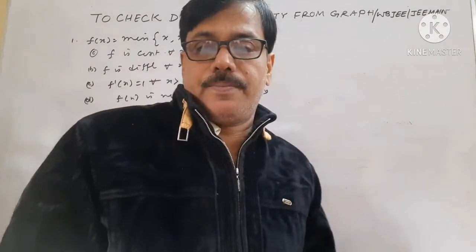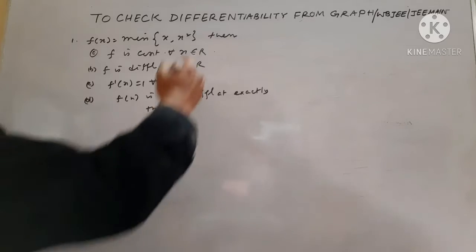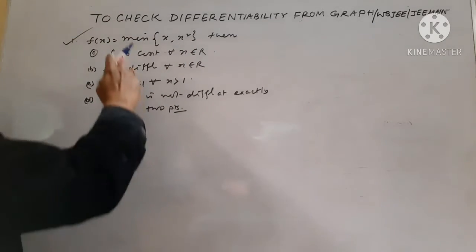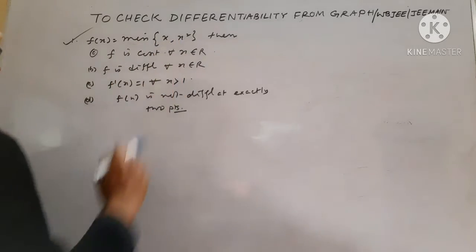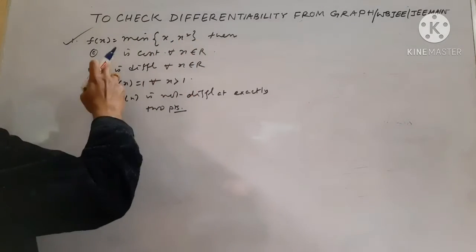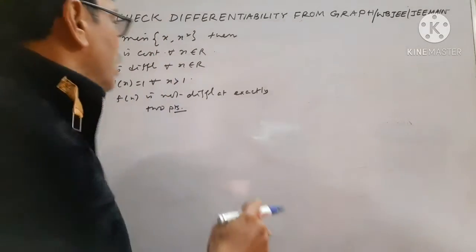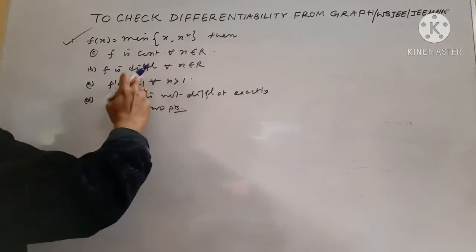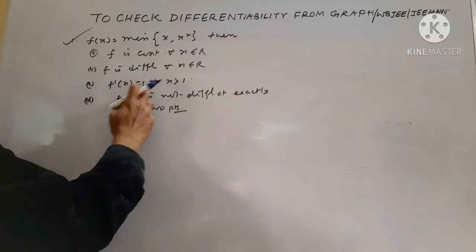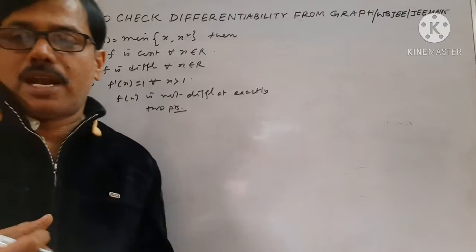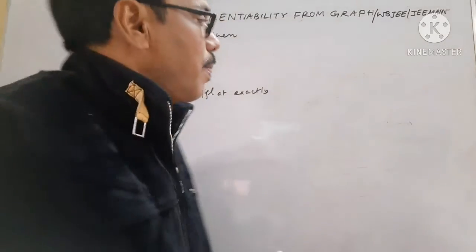Using this idea, we now try to solve a problem of JEE Main. f(x) equals minimum of x and x square. Which one is true? More than one option may be true. f(x) is continuous, f(x) is differentiable, f dash x equals 1 for all x greater than 1, not differentiable at exactly 2 points.